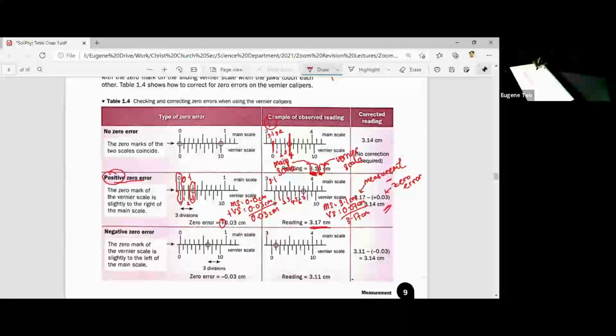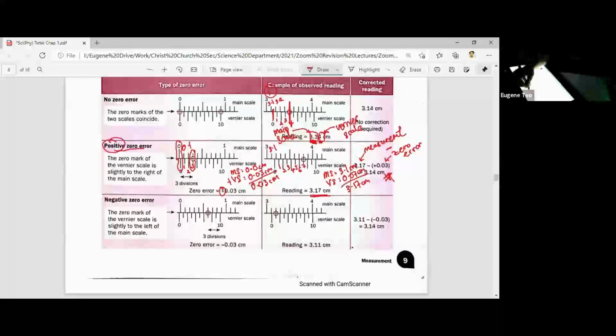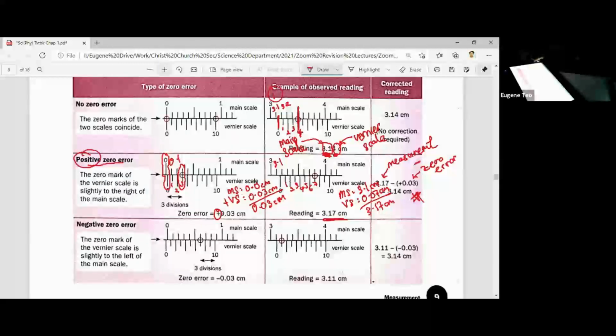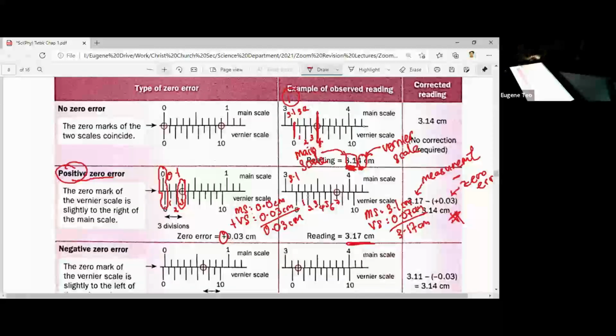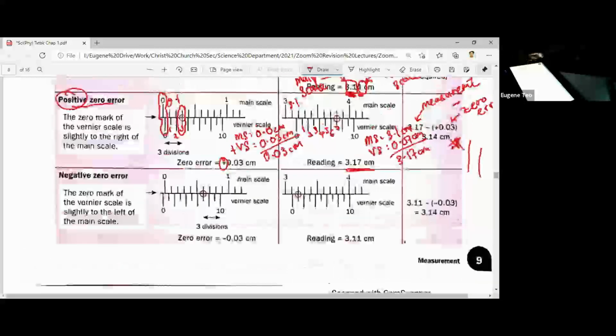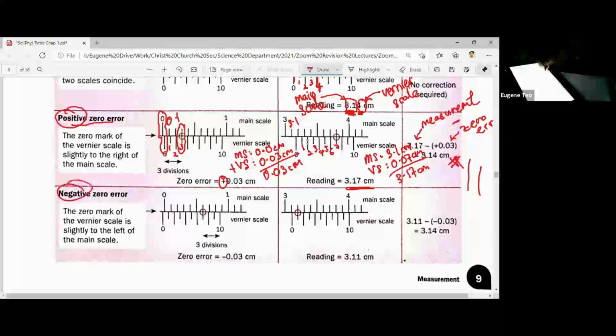As such, your final reading will be 3.14. Okay, so that is for the positive zero error. Now we're going to go into the negative zero error. So let me zoom in a little bit for everybody. Okay, let me scroll down.